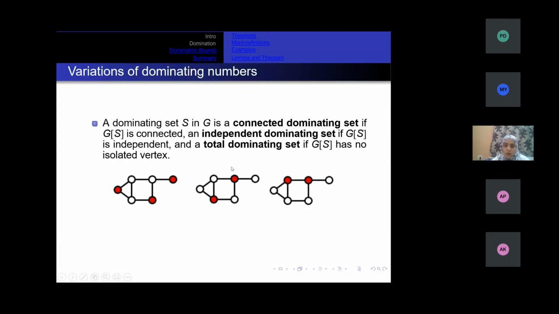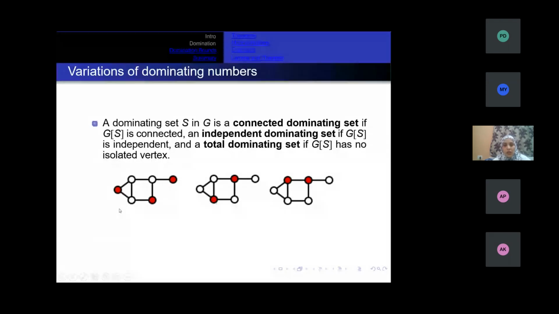So here we have two vertices and the cardinality of these two vertices is 2. So the independent domination number is denoted as gamma of I, and gamma of I will be 2. Gamma of I is equal to 2.